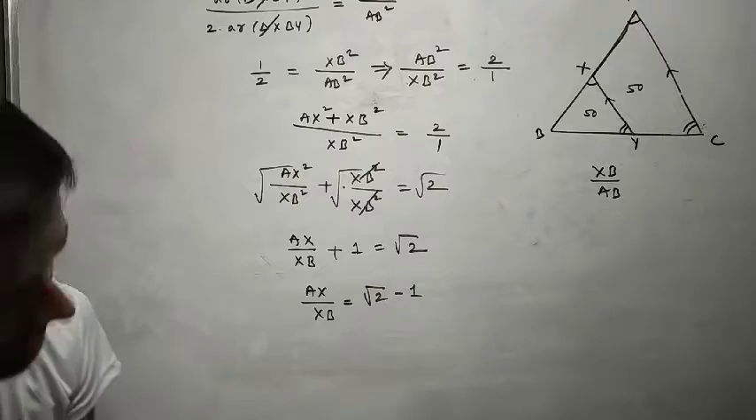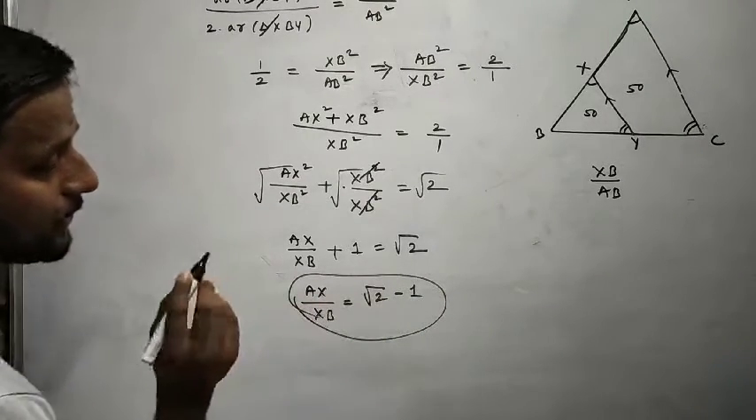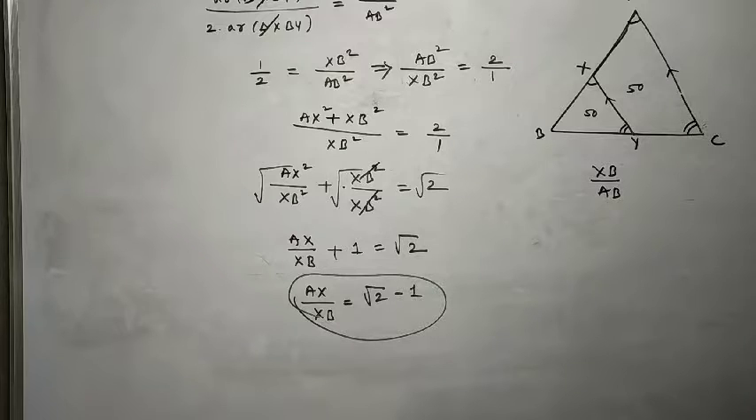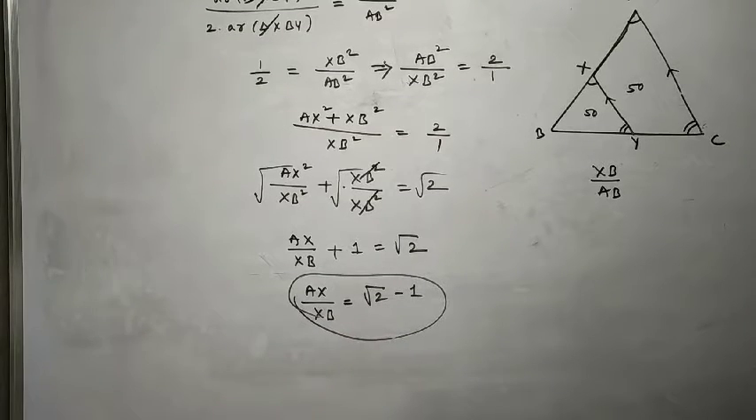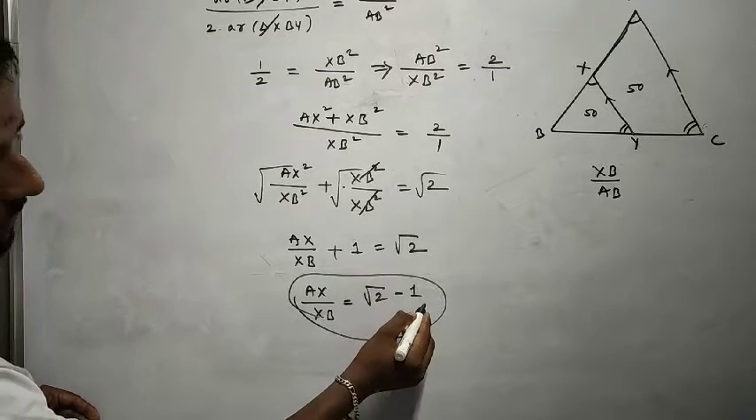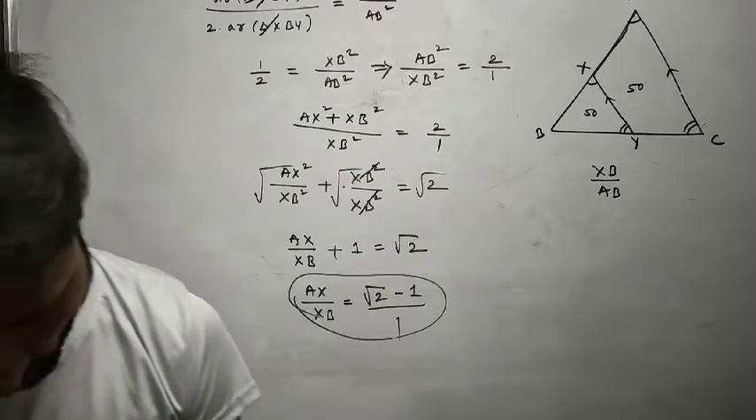So here he is asking about the AX by XB ratio. The ratio is nothing but root 2 minus 1 by 1. Nothing means we'll write it as by 1. Right. Next. What is the next one?